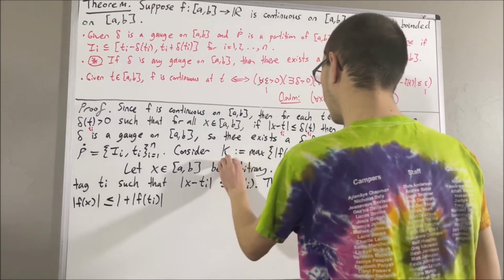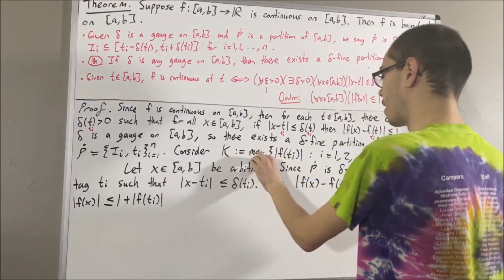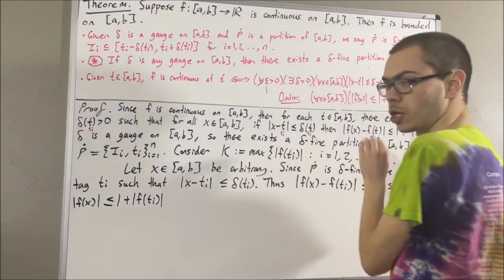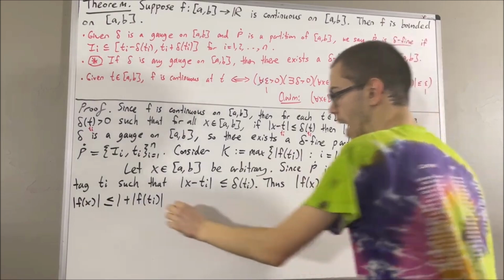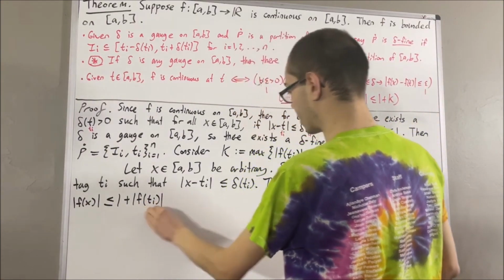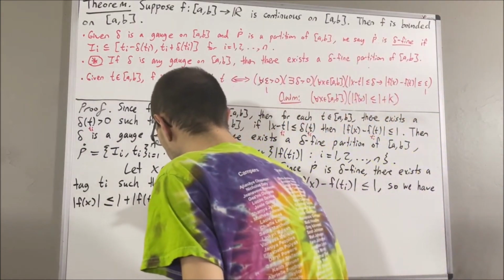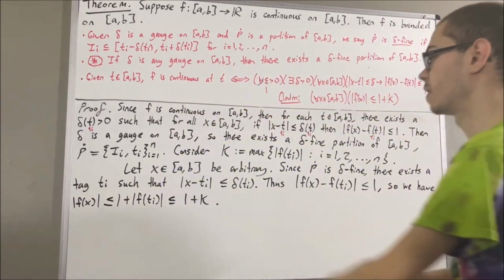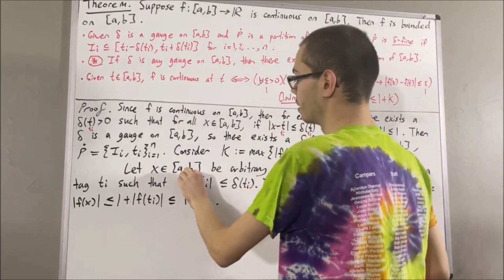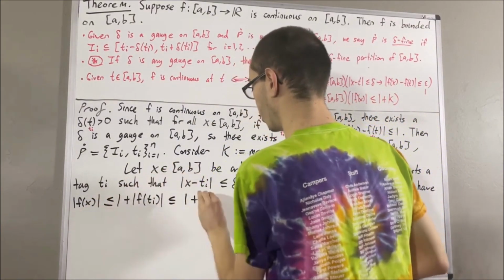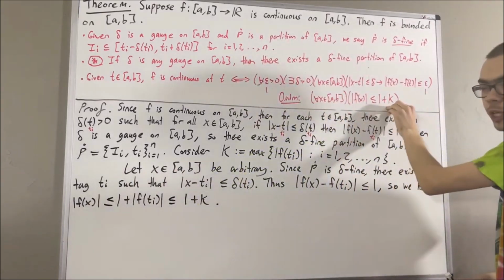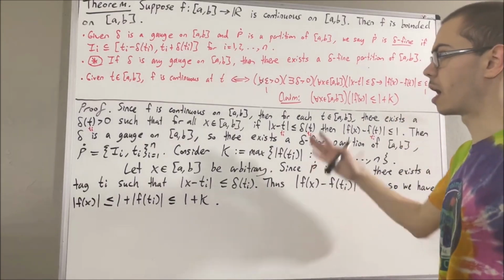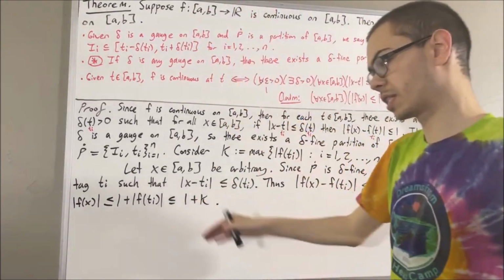But k is the maximum value of absolute value of f of t1, absolute value of f of t2, absolute value of f of t3, and so on. So absolute value of f of t_i must be less than or equal to k. So this must be less than or equal to 1 plus k. And so this shows if x is any element of [a, b], then it follows that absolute value of f of x is less than or equal to 1 plus k. And that is exactly what we wanted to prove. So this shows that f is bounded on [a, b] by the value 1 plus k.